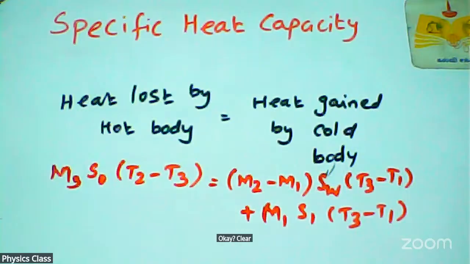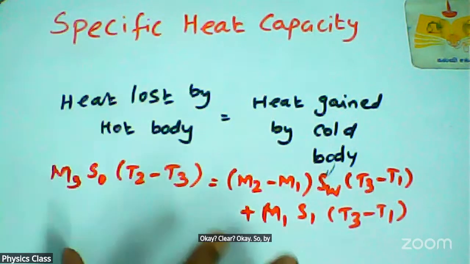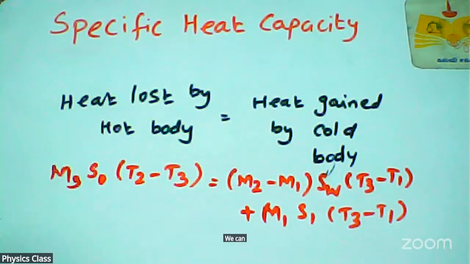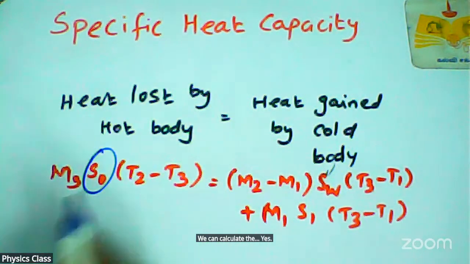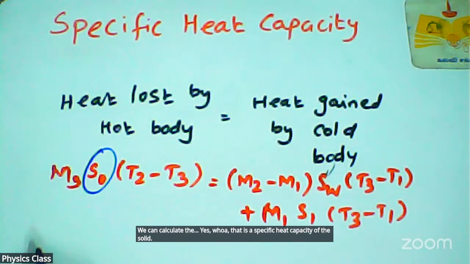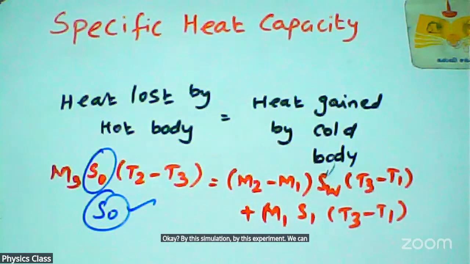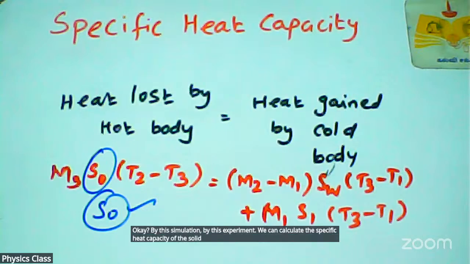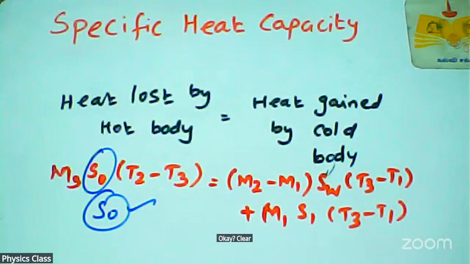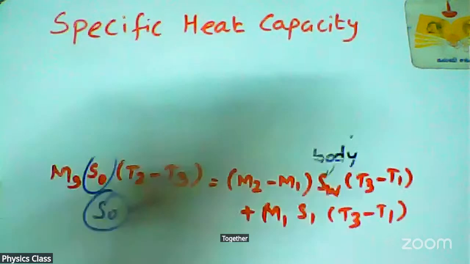By rearranging the equation, we can calculate SO, the specific heat capacity of the solid. By this simulation, by this experiment, we can calculate the specific heat capacity of the solid in the laboratory environment. This is a very important simulation. Understanding the formulas is key to solving problems. Let's work through two numerical examples together. I will share the screen to show the problems.